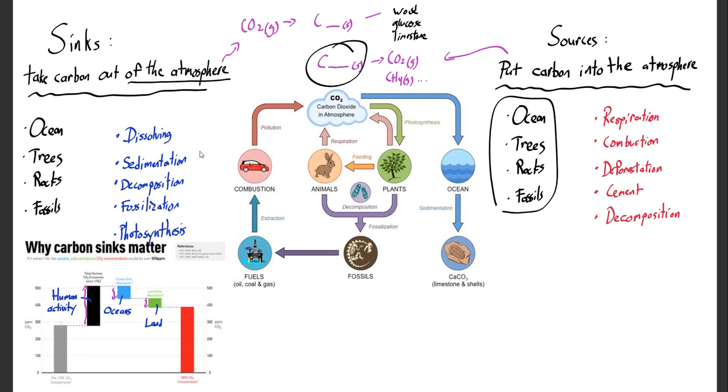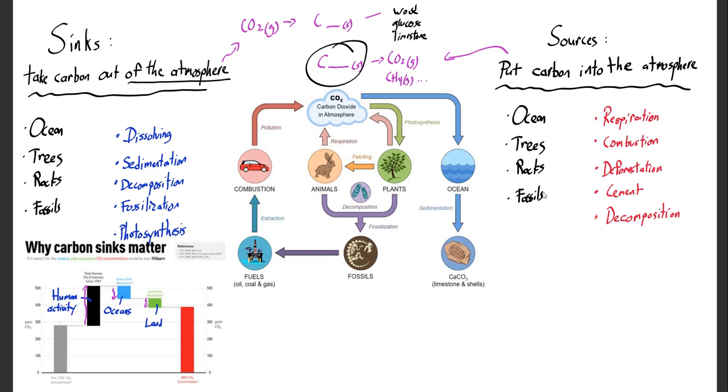That's not a coincidence. This is like a bank where you put your money into or out of. You either have deposits or withdrawals. So you can take carbon out of the ocean, out of trees, out of rocks, out of fossils, usually by heating them up, digging them up, or burning them.